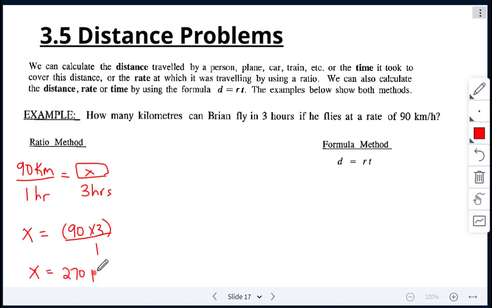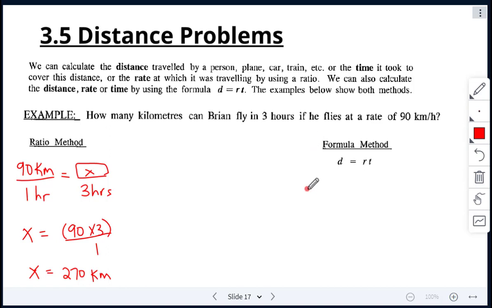That is correct. All right, and then always end with your sentence. So Brian can fly 270 kilometers in 3 hours.